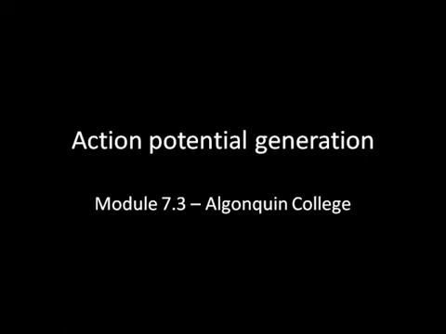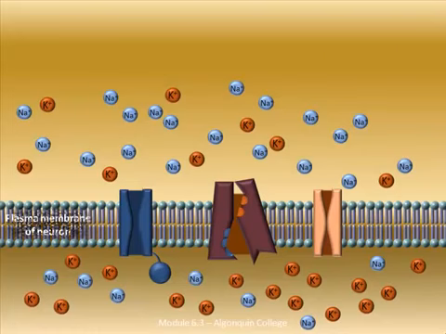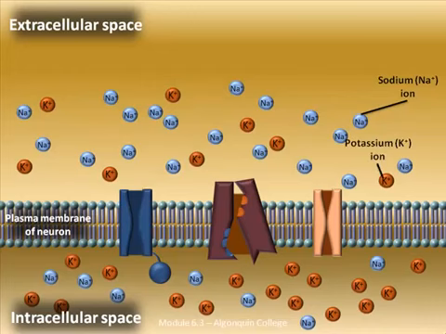Action potential generation. The plasma membrane of a neuron separates the extracellular space from the intracellular space. Sodium ions are found in high concentration outside of the cell, whereas potassium ions are found in high concentration inside of the cell.